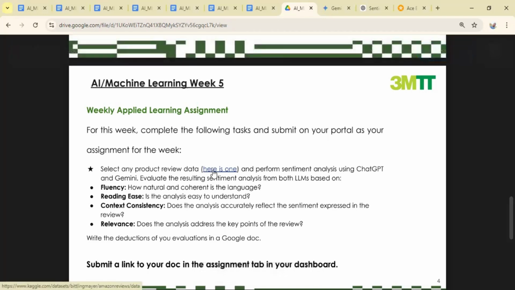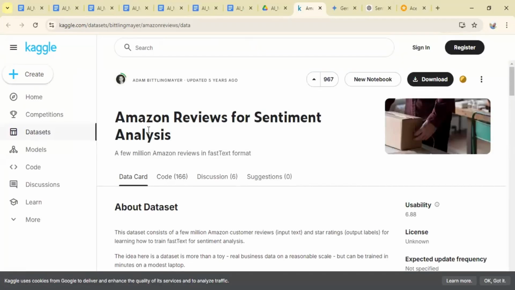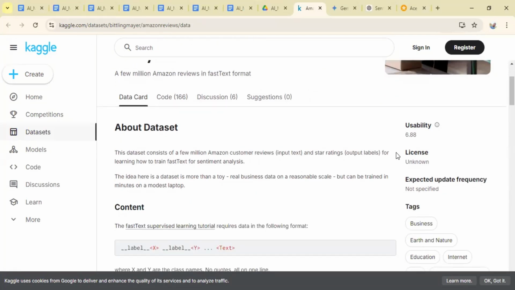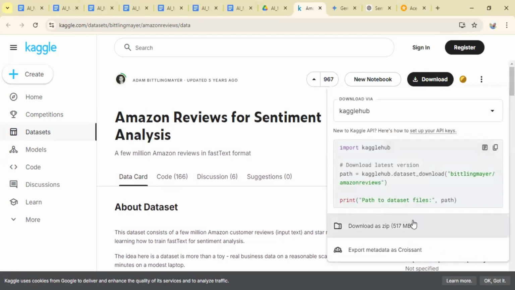So they say here is a review data. For example, let's look at what they have here right now. What they have here is the Amazon reviews for sentiment analysis data. When I try to download this data, it's over 517 megabytes in the zip file. We're not really going to use this particular data set to do this analysis. We're actually going to employ our own.